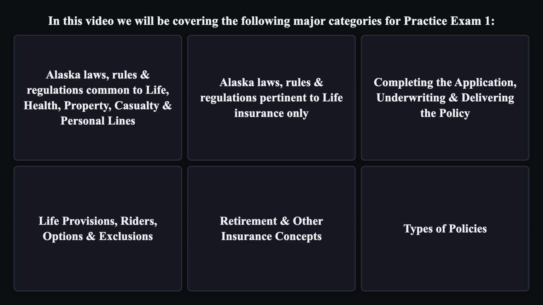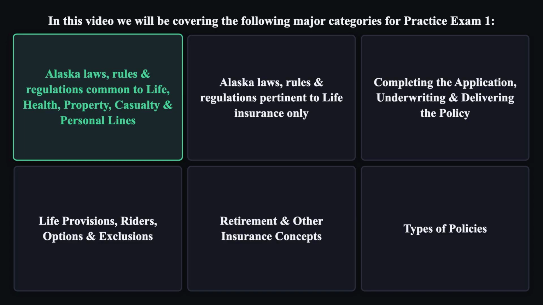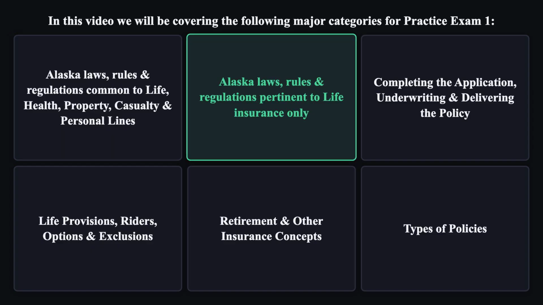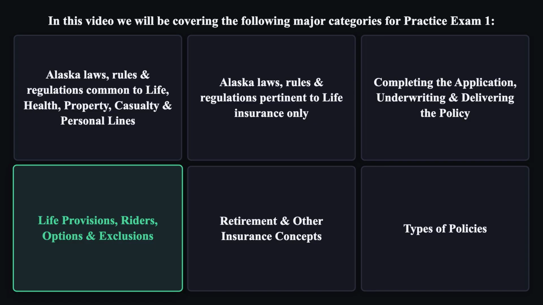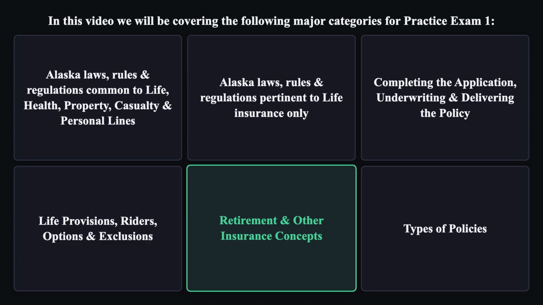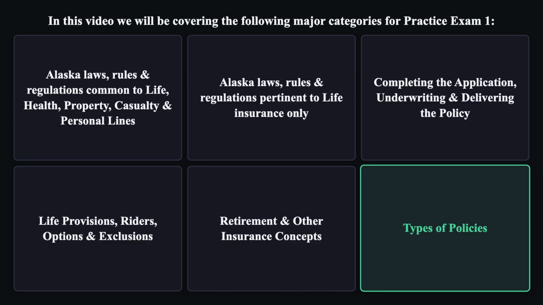In this video, we will be covering the following major categories for Practice Exam 1. Alaska laws, rules, and regulations common to life, health, property, casualty, and personal lines. Alaska laws, rules, and regulations pertinent to life insurance only. Completing the application, underwriting, and delivering the policy. Life provisions, riders, options, and exclusions. Retirement and other insurance concepts. Types of policies.